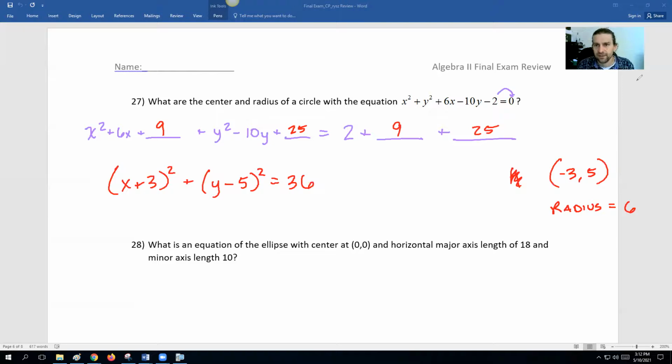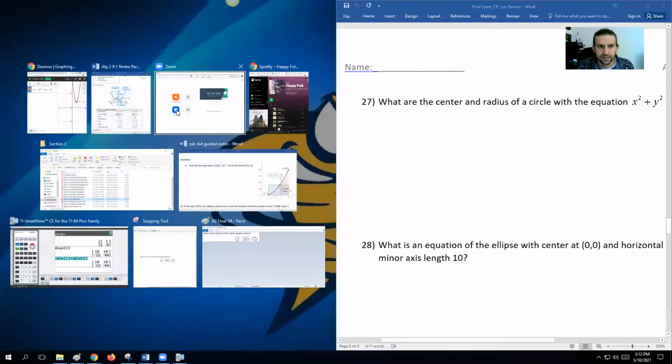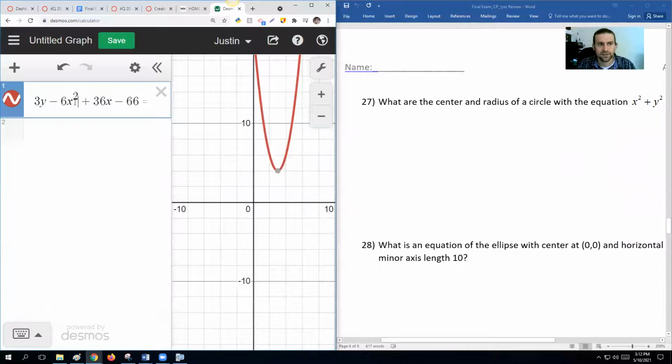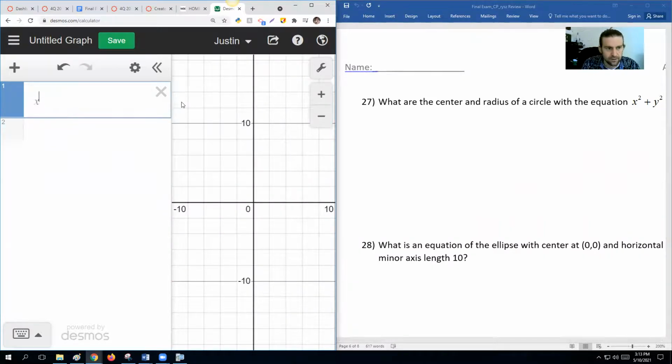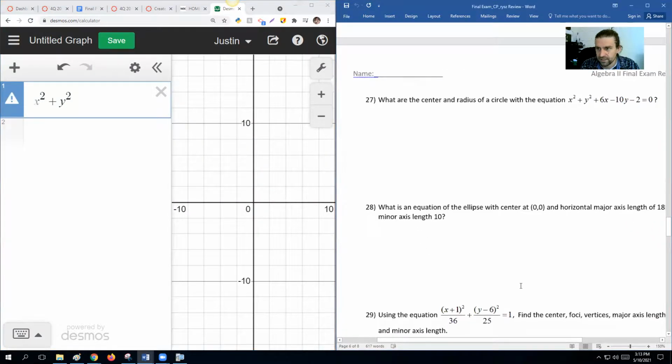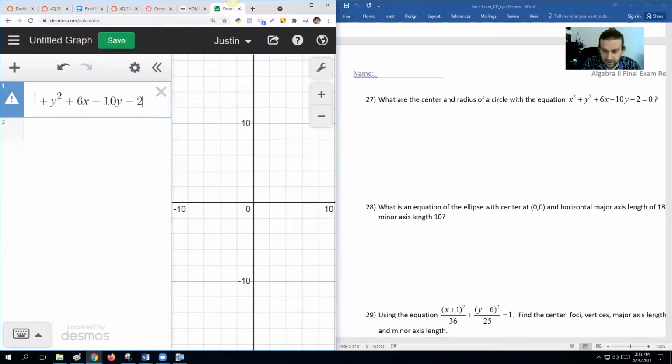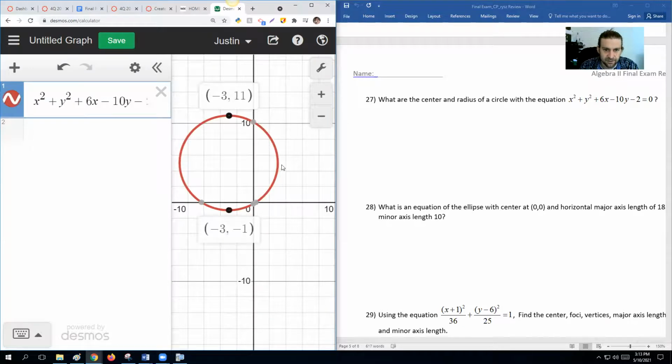So let's talk about how to make our life easier again with Desmos. You can take 1 second here and type in the equation just as is. You don't need to change anything. We have x squared plus y squared plus 6x minus 10y minus 2 equals 0. Didn't even move things around. You can see we have a center or circle here. You can probably click on some things.